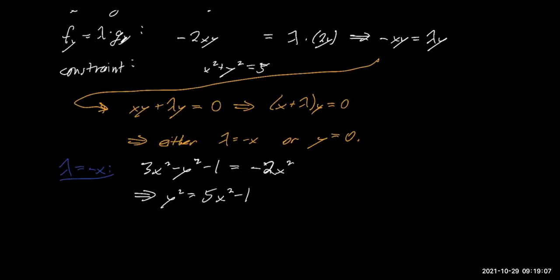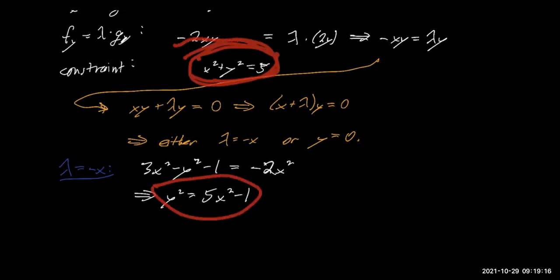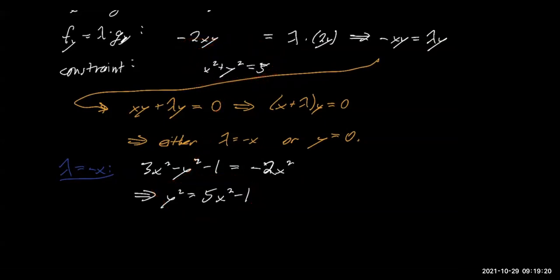Which you might think, okay, then what does that tell us? I mean, we can get y in terms of x, but we also have the constraint, right? So with these 2 equations, we could plug y squared in there. And then that means x squared plus y squared equals 5 would then imply that x squared plus 5x squared minus 1 equals 5.